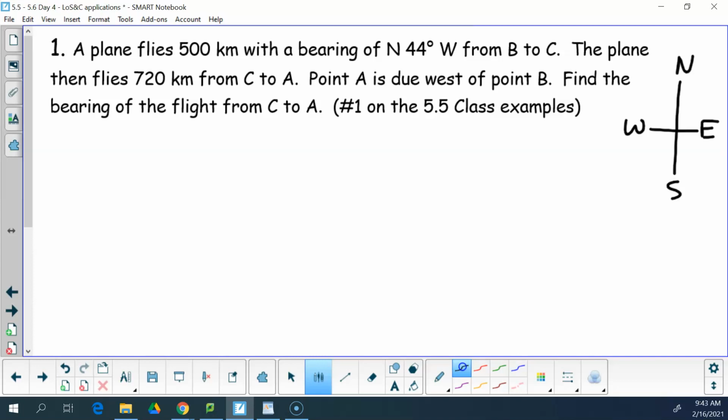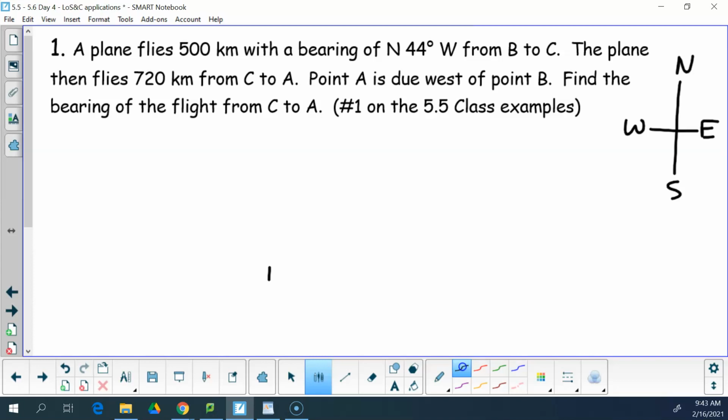With me? Okay. From B to C. The plane then flies 720 kilometers from point C to point A. Point A is due west of point B. Find the bearing of the flight from C to A. All right, that's not bad. So let's start with a picture.